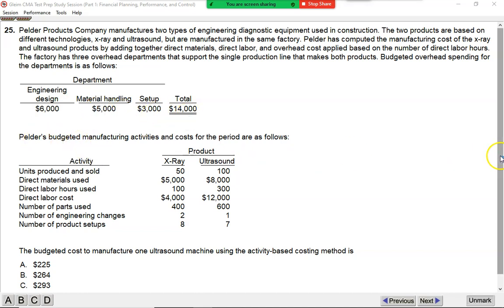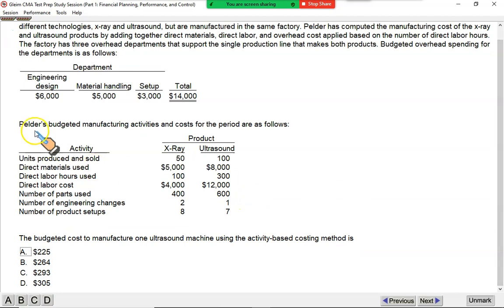It further says, Pelder budgeted manufacturing activities and cost for the period are as follows. X-ray, ultrasound, 50 X-rays are planned, produced and sold, 100 ultrasounds, direct material used for both, direct labor hours used, labor cost used, number of parts used, number of engineering changes, and number of product setups. We need to calculate the cost to manufacture one ultrasound machine using the activity-based costing. We will do both for better understanding.